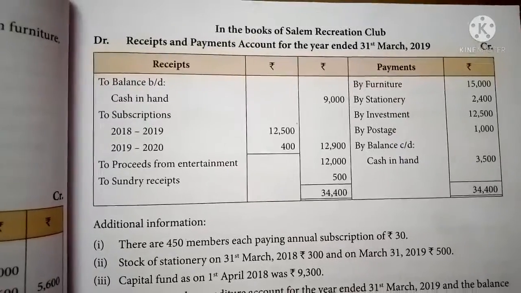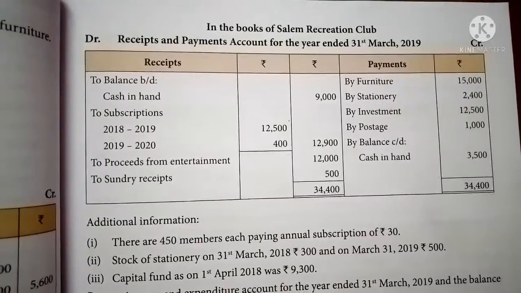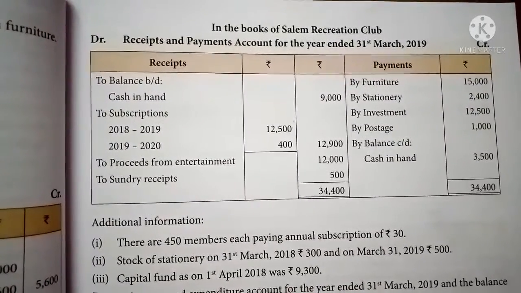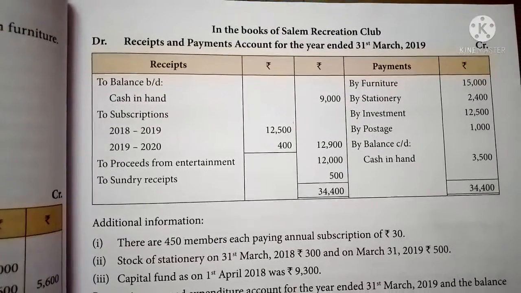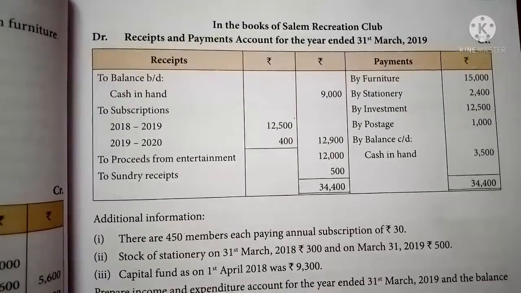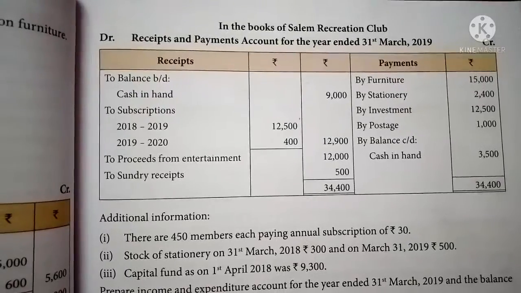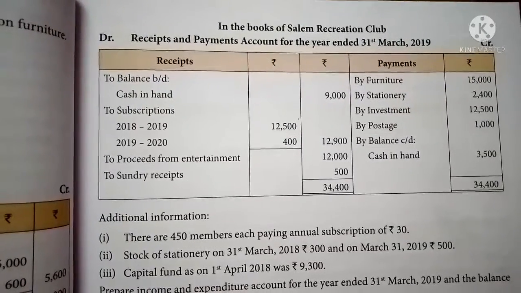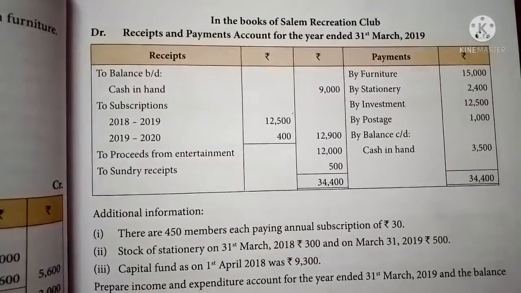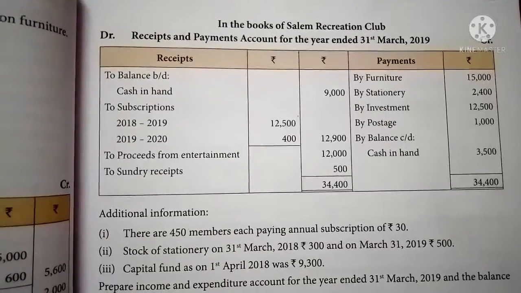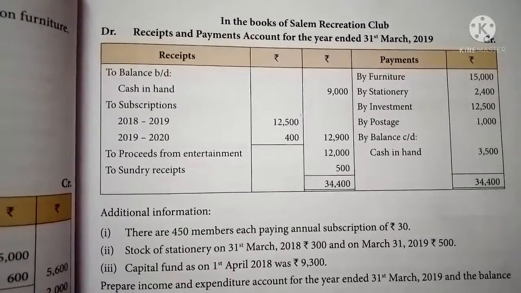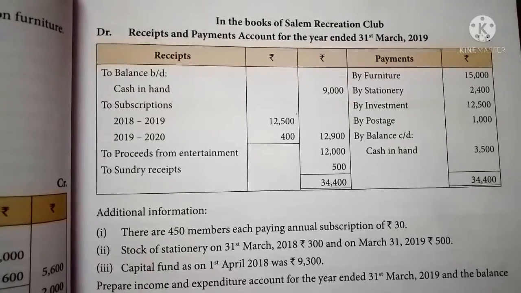So in this video we continue the same chapter, accounts of not-for-profit organization. In the previous class we discussed one example sum of comprehensive problem, illustration 17. In this video we continue the same. We explain one more example sum, that is illustration 18, page number 63.